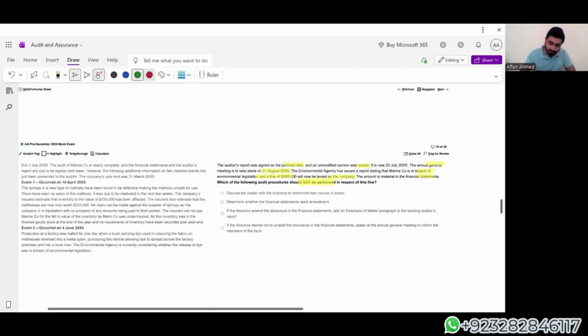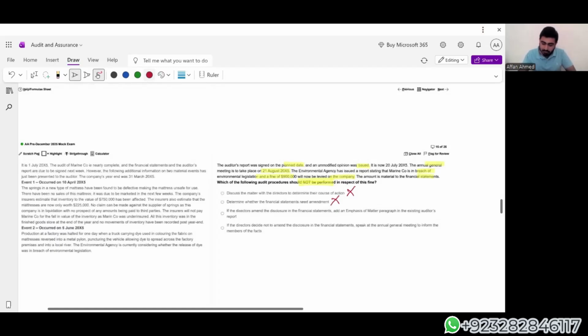So first of all, the first one is saying discuss the matter with the directors to determine the course of action. We would do that, so this is an incorrect answer. Okay. Determine whether the financial statements need amendment. It would be a possible option. Yes, it will be. So we would not choose that as well.